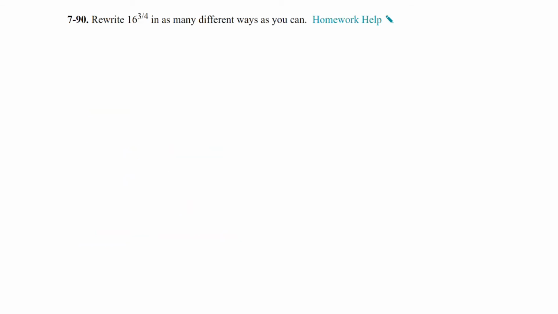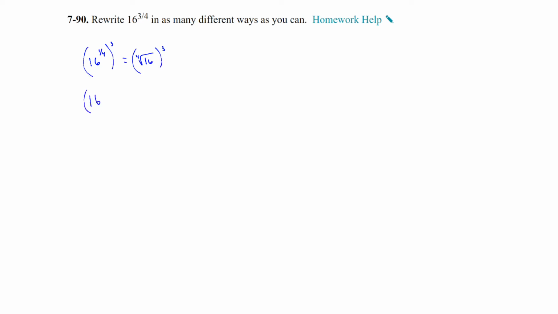Question 90. Rewrite 16 raised to the 3/4 in as many different ways as you can. So, what do we want to look at here? We have 16, and if it's raised to the 3/4, there's many different ways to do this, but this could be rewritten as 16 raised to the 1/4, raised to the third power, because 3 times 1/4 is 3/4. So now that we know something raised to the 1/4 is the fourth root, this would be the fourth root of 16, and then all of that would be raised to the third power.